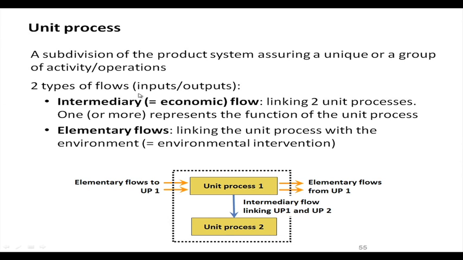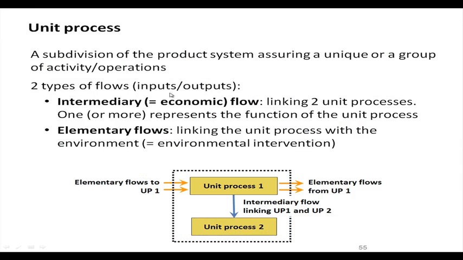So we have two types of flow, input and output. If you look at any of these process systems, there will be things going into the system, and there will be things coming out of the system. And the things coming out of the system could be part of the product, which will go into the next unit, which becomes an input to the unit process 2, or it could be some emissions going out into the atmosphere, or some liquid coming off, or solid waste being produced. So those things are there as well. So there are two types of flows, input and output.